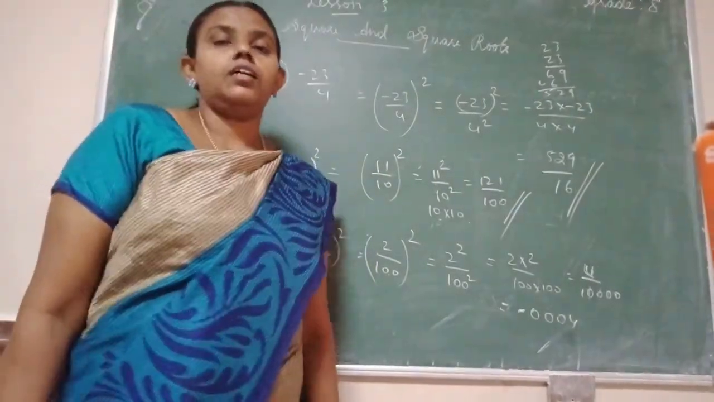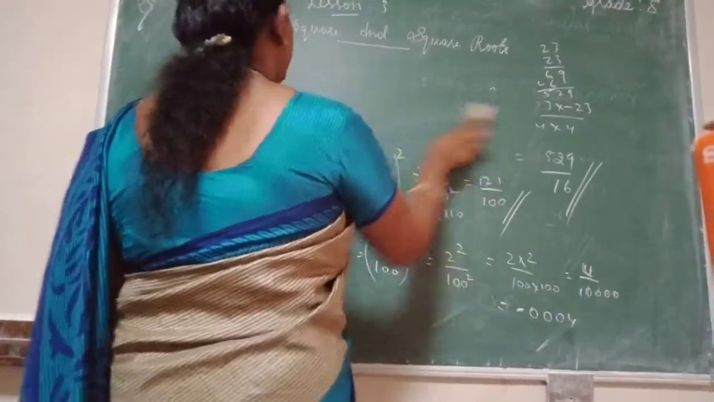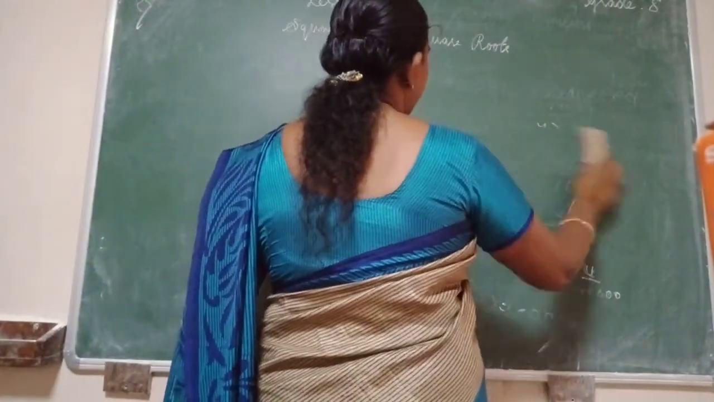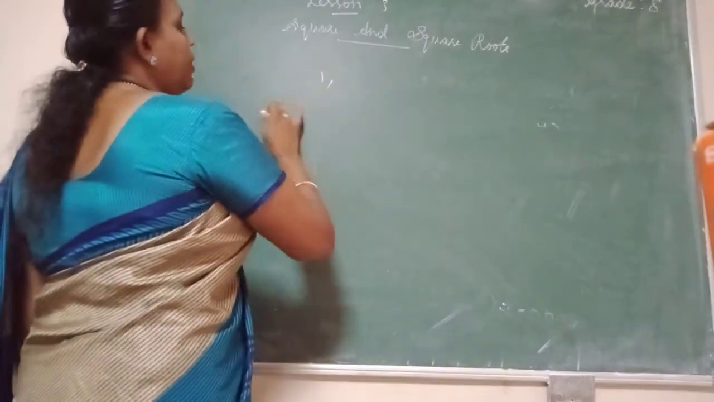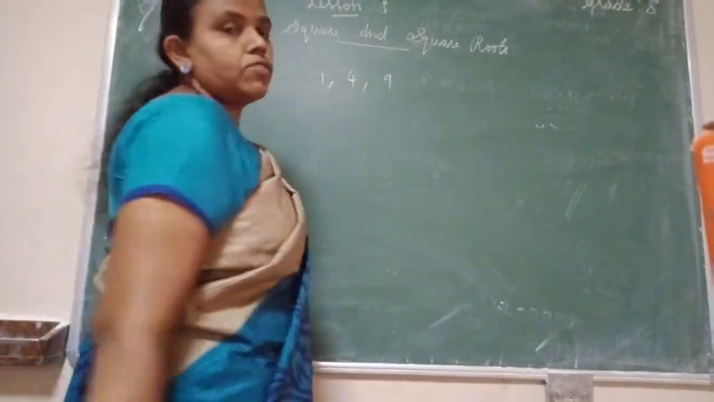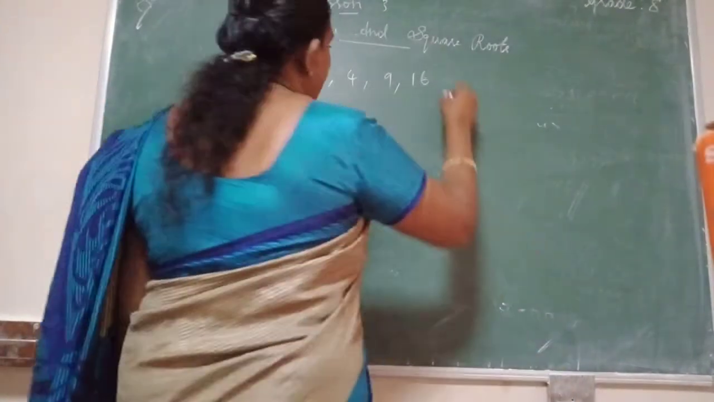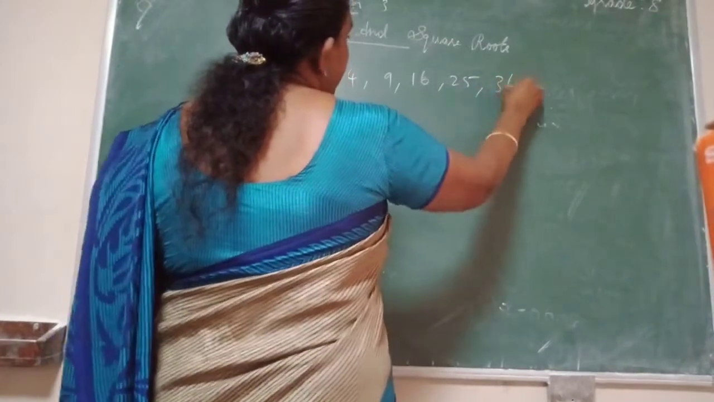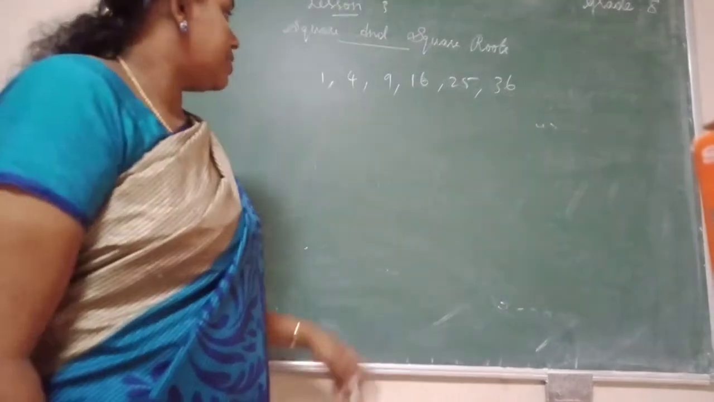Perfect square. Perfect square means a number obtained by multiplying a number by itself. What is a perfect square? A number obtained by multiplying a number by itself. Can you tell some perfect square numbers? 1 is a perfect square. 4 is a perfect square because 2 2s are 4. 9 is a perfect square because 3 3s are 9. 16 is a perfect square because 4 4s are 16. 25 is a perfect square because 5 5s are 25. 36 is a perfect square.